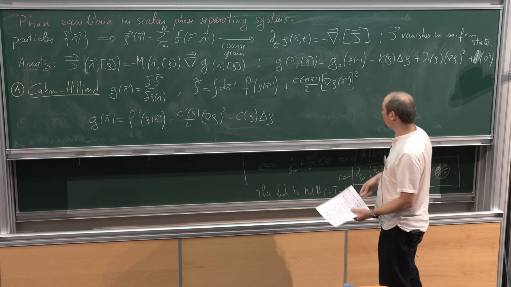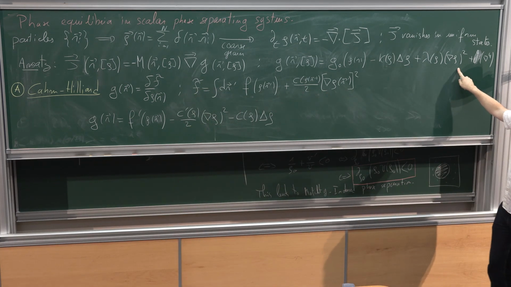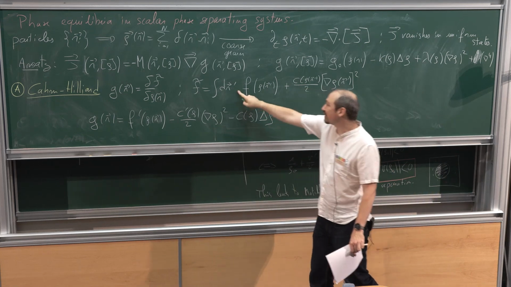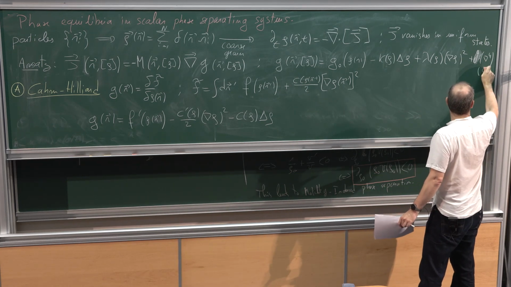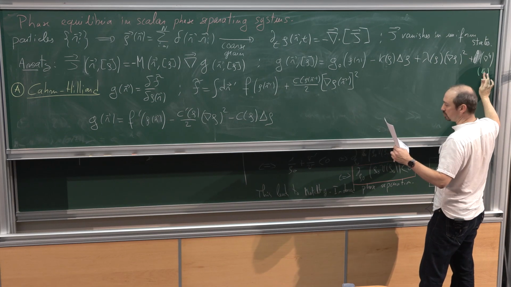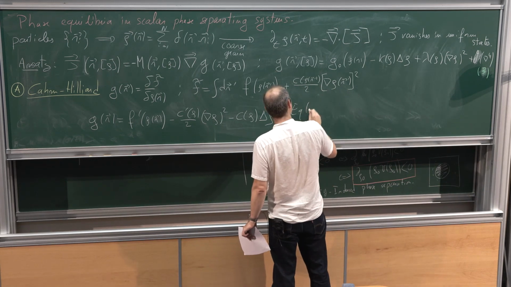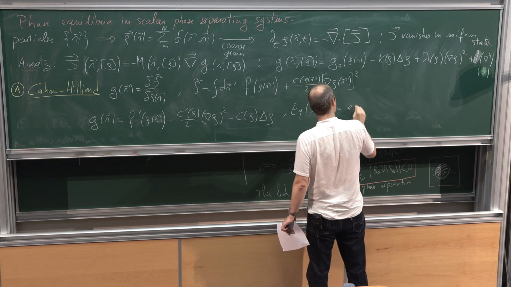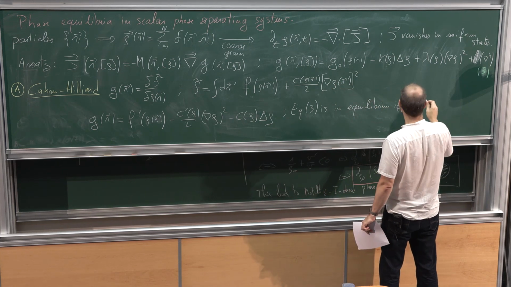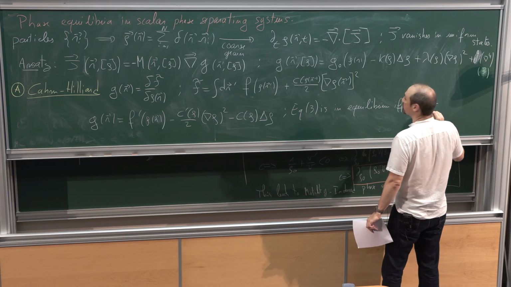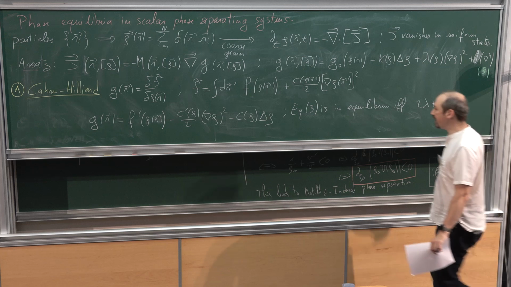And one of the things that you see is that this model on top is an equilibrium model only if kappa and lambda are of these forms. Otherwise, I cannot find a free energy such that G is a functional derivative of a free energy. So this equation, which I will call equation 3, is in equilibrium if and only if 2 lambda plus kappa prime equals 0.